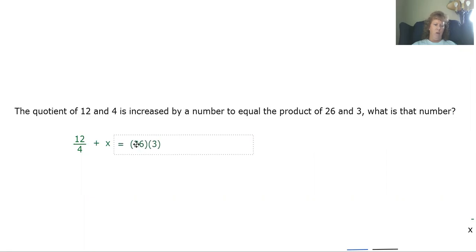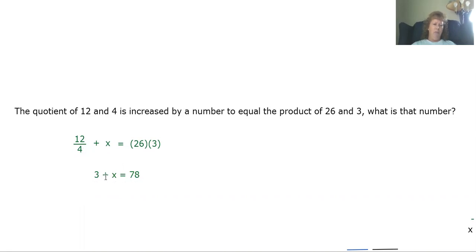Okay, so I'm going to move this a little closer together. So there's my equation. And I'm going to look and see if there's anything I can solve before I start doing the opposite. So 12 divided by 4 is 3, and 26 times 3 is 78. So now that's as far as I can work the problem. So I'll have to start doing the opposite operations.